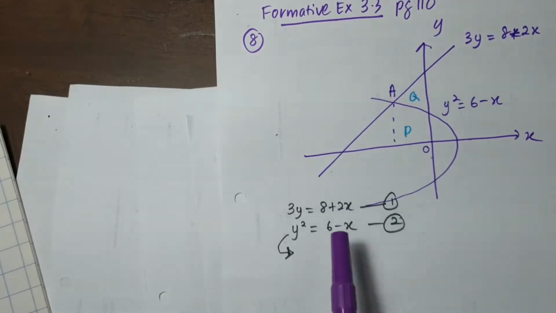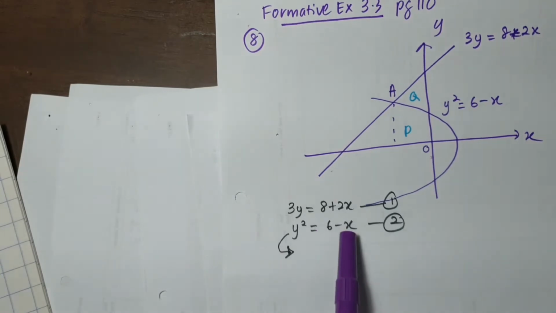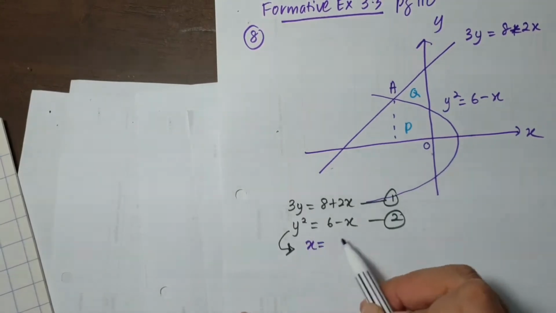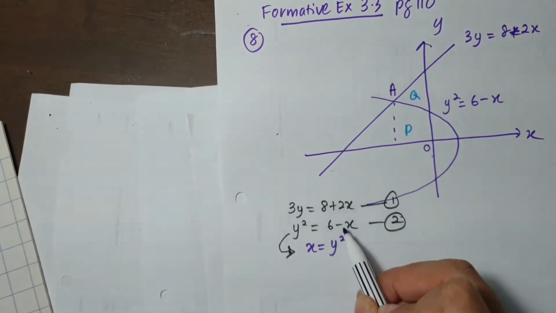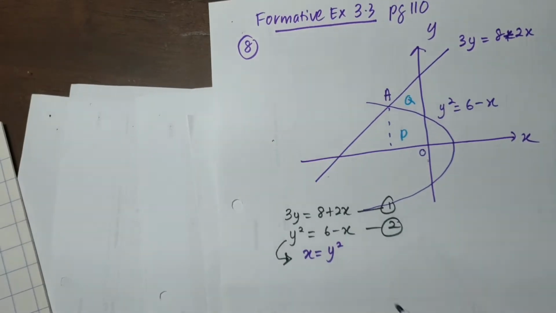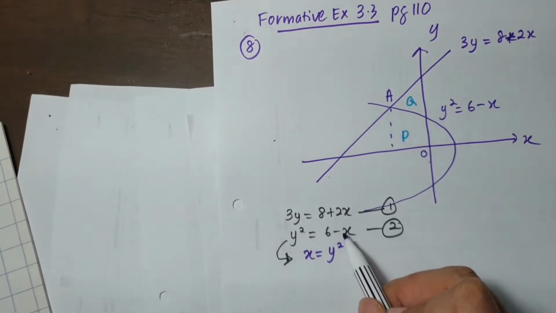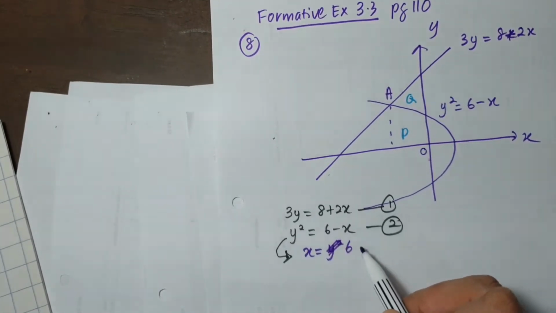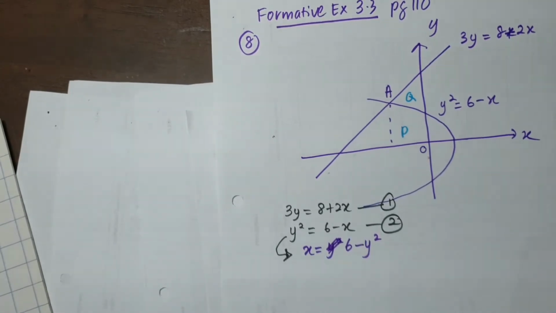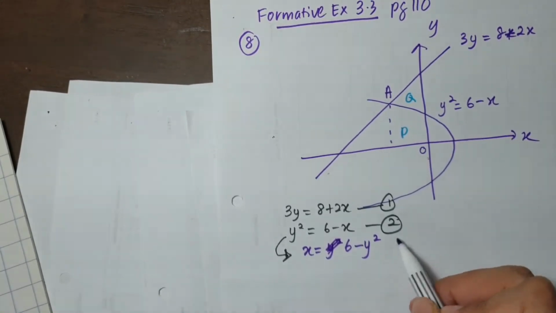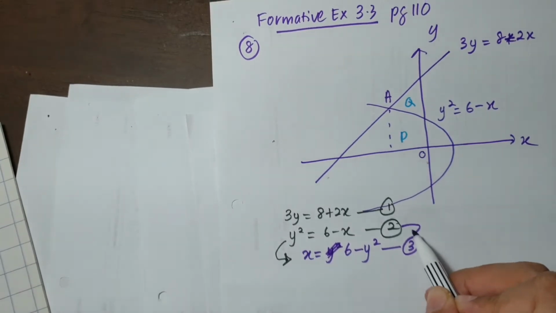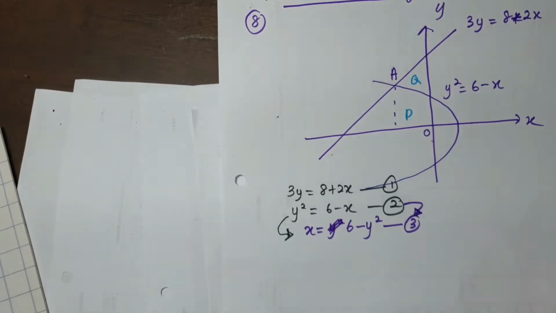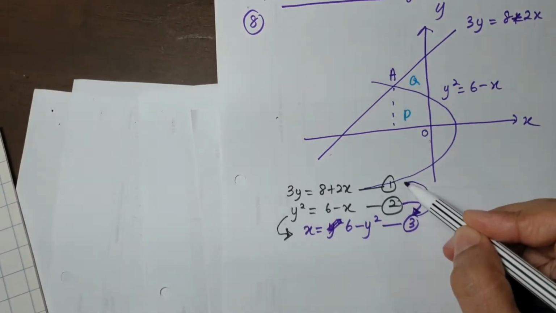So for me, even though this is the non-linear equation, if you make x the subject, it becomes y squared, bring x to the other side, and bring y squared to the left, so it becomes 6 minus y squared. x is 6 minus y squared. So this one becomes your third equation. So from here you modify. Now you have the third equation, and of course it has to be substituted into the first equation.